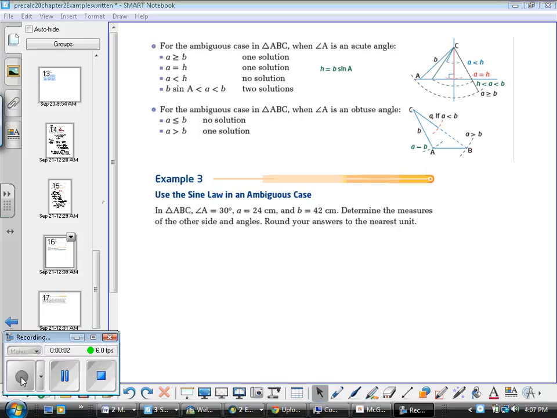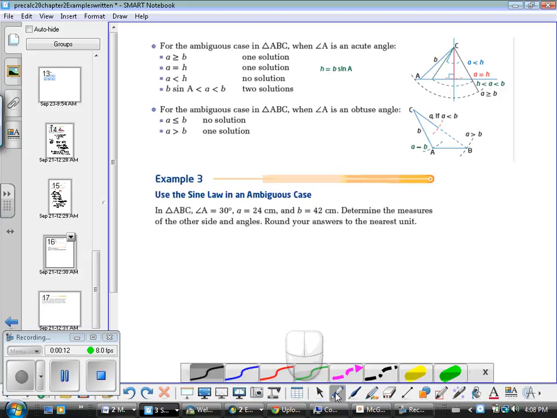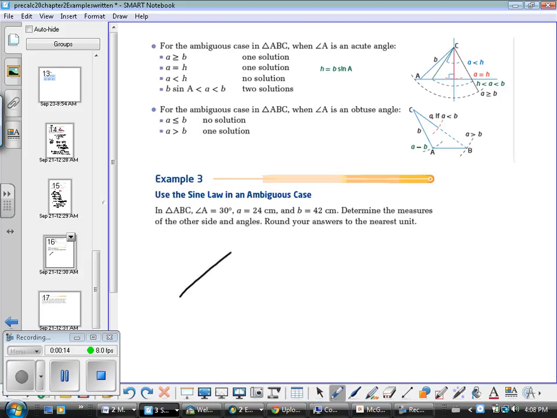Okay, and this is example 3. Here's another one where we're going to have to determine whether we have an ambiguous case. So I'll start by drawing my triangle, and again I'm going to draw my known angle in the bottom left corner. And my known side is B, and then my unknown side is going to be A.